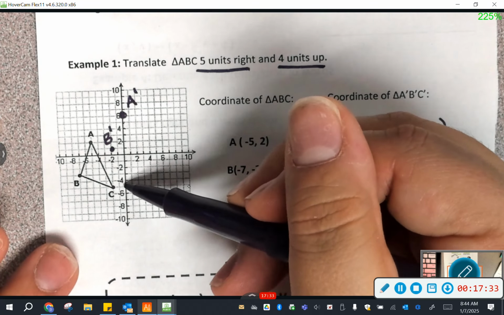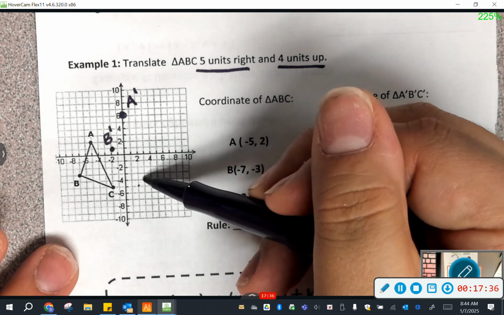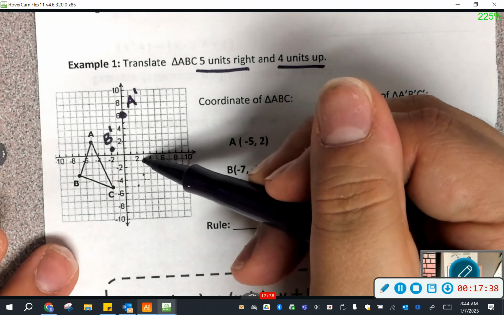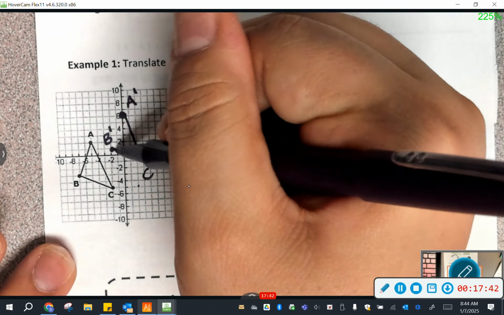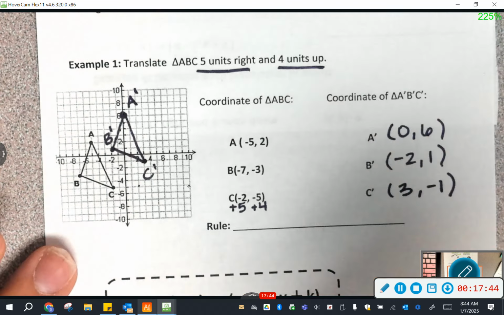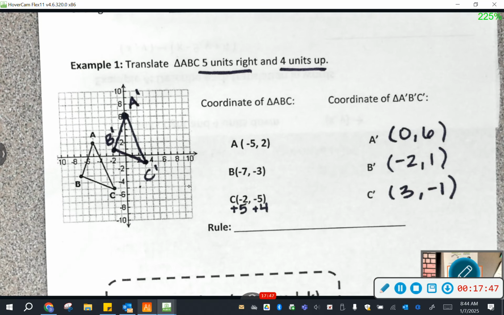And then you can test and see if that's right. Go right. 1, 2, 3, 4, 5. Up. 1, 2, 3, 4. Where do I end up? 3, negative 1. So you can do this with or without a picture.